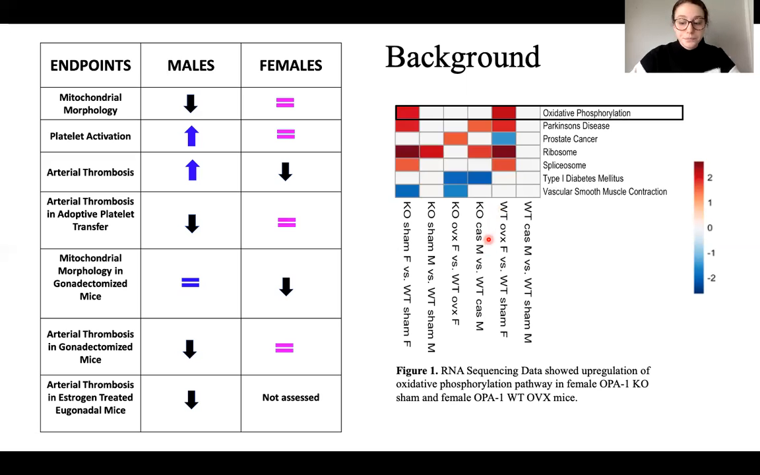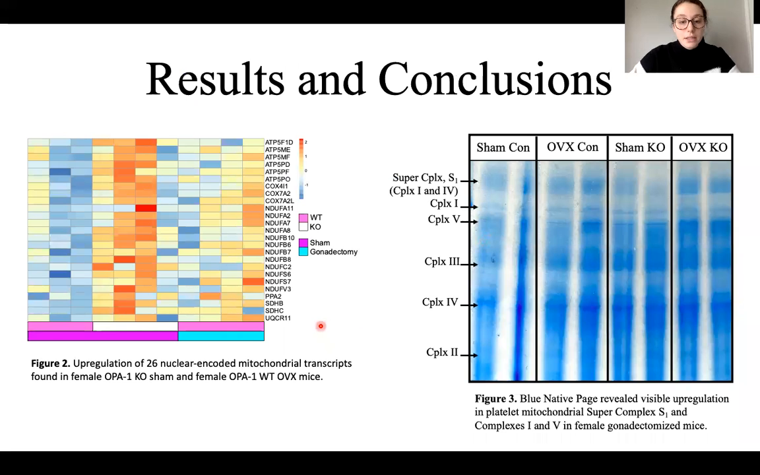So our females that had OPA-1 but did not have their ovaries and therefore no estrogen. Looking at these oxidative phosphorylation pathways a little bit closer, we did find upregulation of 26 nuclear encoded mitochondrial transcripts in our female knockout shams, and that can be found here in this middle panel. In addition, we did see upregulation of these nuclear encoded transcripts in our wild type gonadectomized females, not to the same extent as our knockout sham females, but upregulation nonetheless.